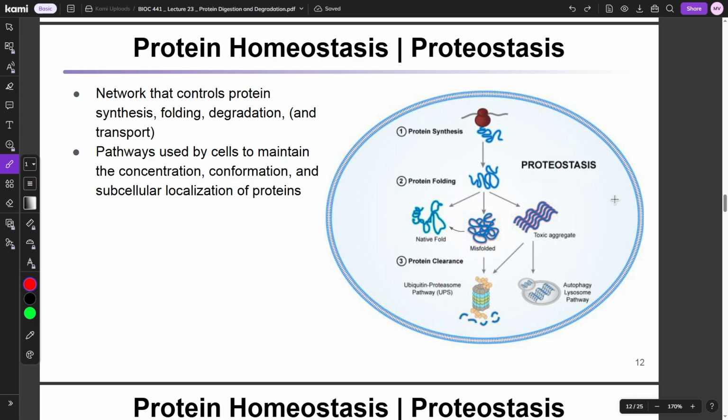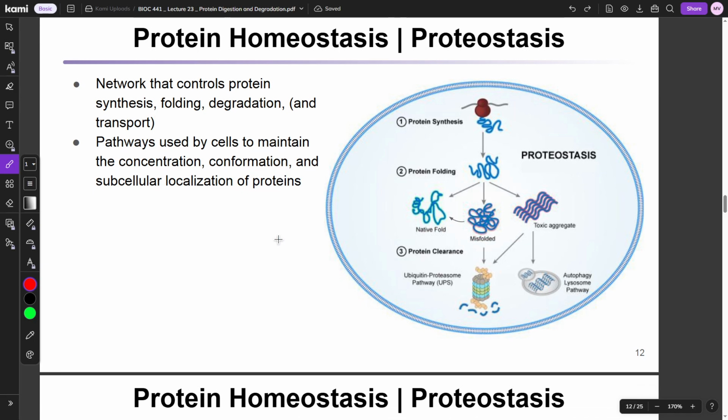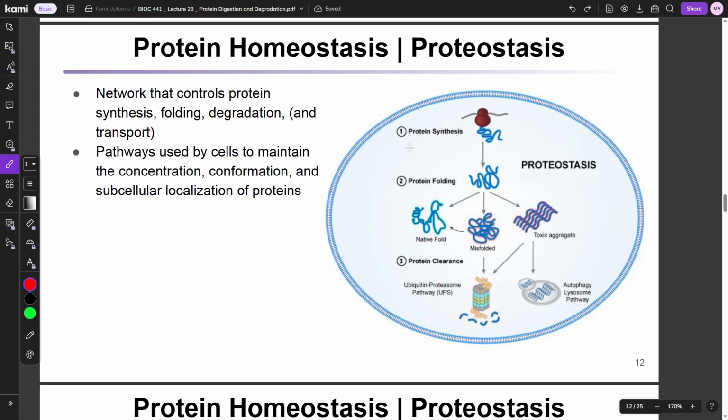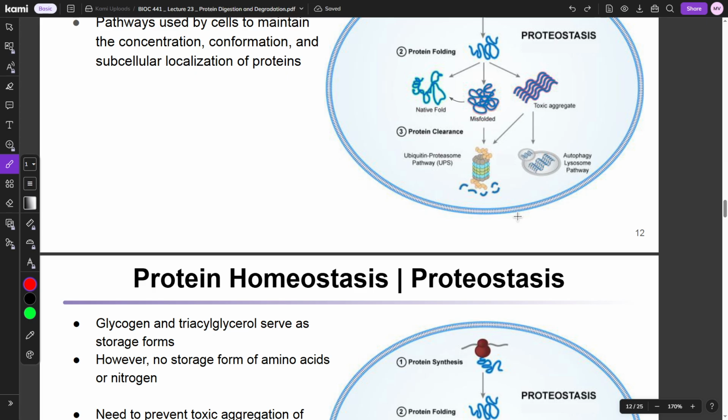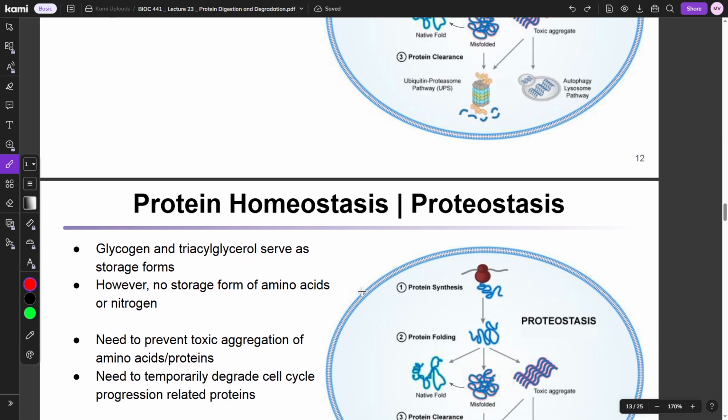Proteostasis is just homeostasis of proteins. It refers to the pathway that cells use to make sure that protein concentrations are relatively stable. So we'll talk about that. There's protein synthesis, protein folding, and then protein clearance, because you don't want to just make 8 million proteins, because then you run out of amino acids. If you break protein clearance, you'll eventually run out of amino acids. And faulty proteins also cause diseases, right? So you don't want them sticking around for that long.